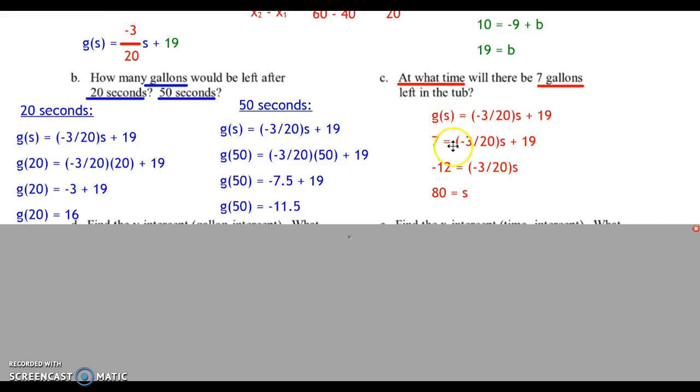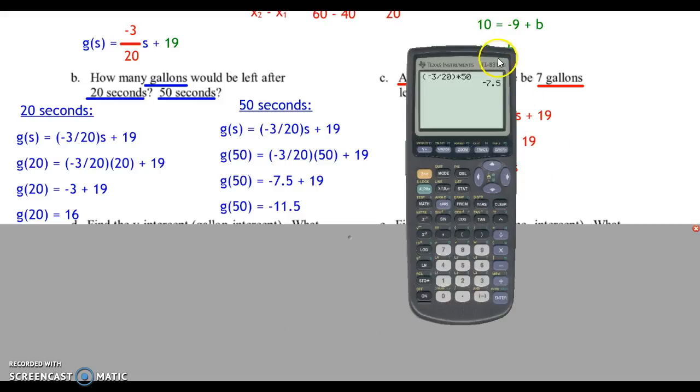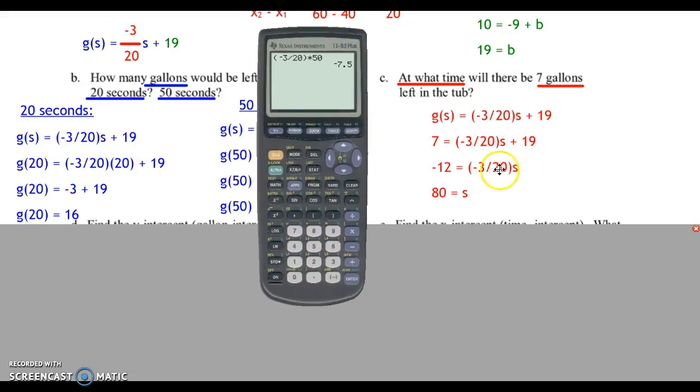So I got 7 is equal to negative 3 over 20 times S plus 19. I subtracted 19 from both sides, and I got negative 12 equals negative 3 over 20 times S. And now I'll show you this calculation. I have to divide by the coefficient of S. So I have to divide both sides by negative 3 over 20.